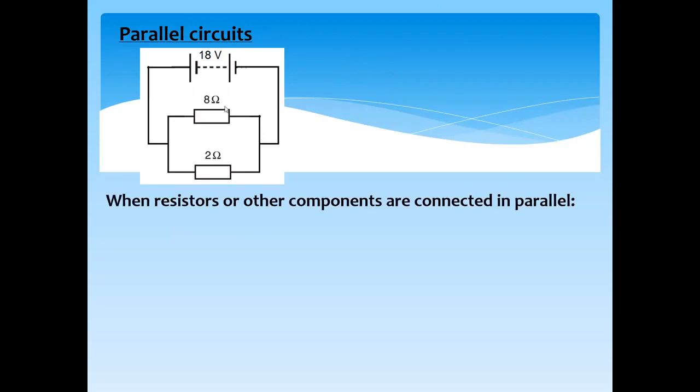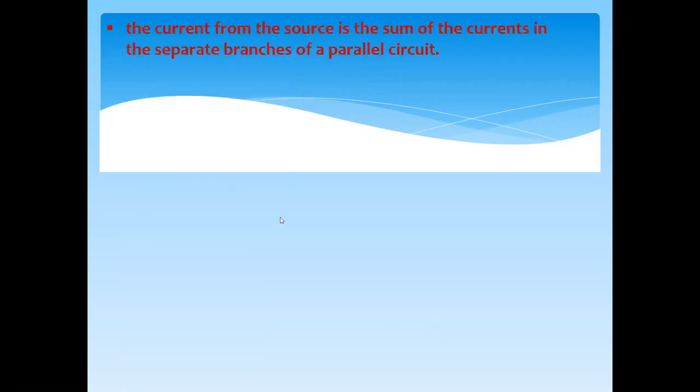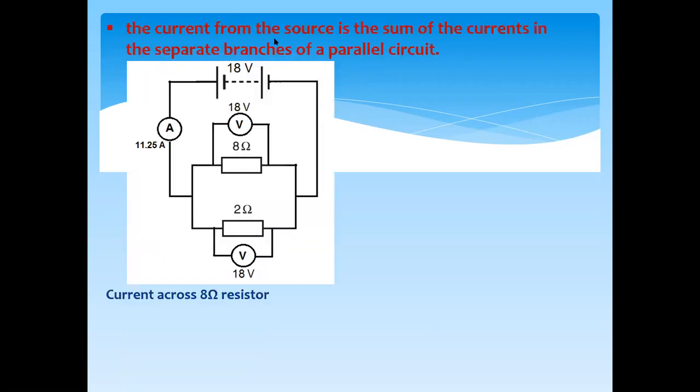When resistors or other components are connected in parallel, the potential at every point in the circuit is the same, meaning the voltage is the same at every point. So if we have an 18 volt supply, all components will receive the same 18 volts. But what about the current? The current will divide. And how do we work out the current?